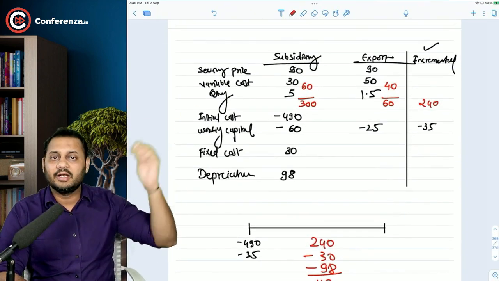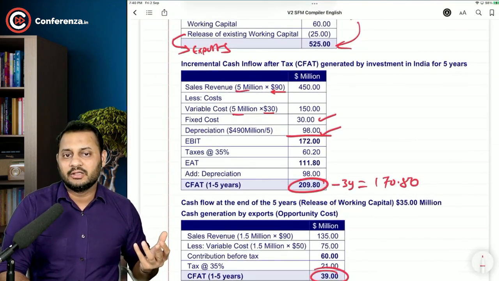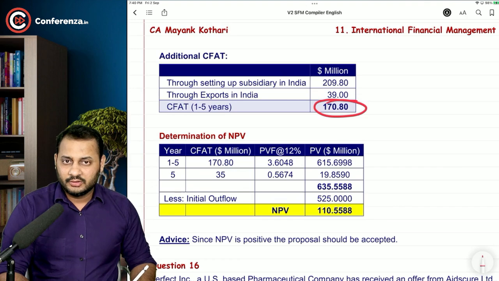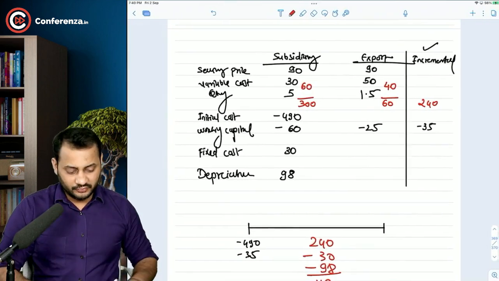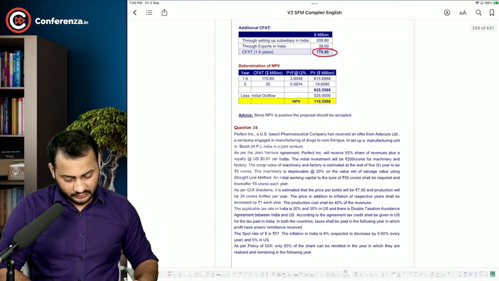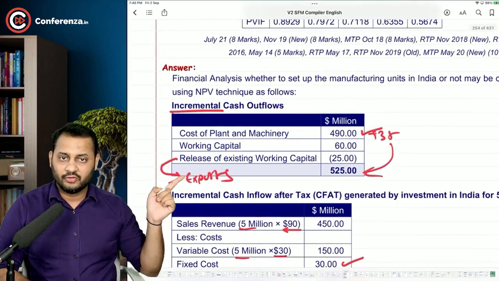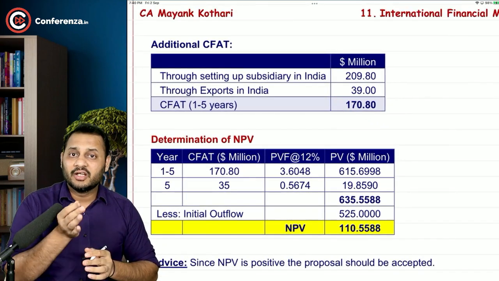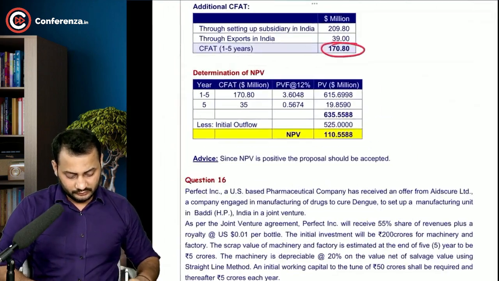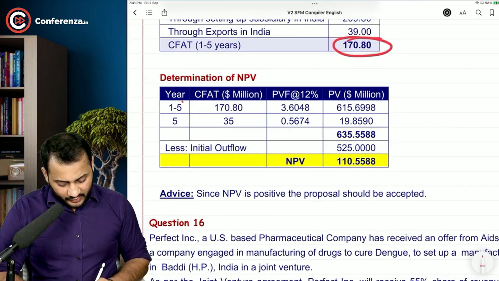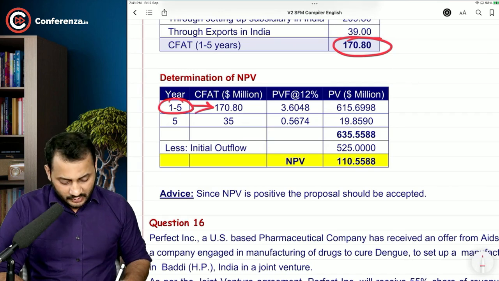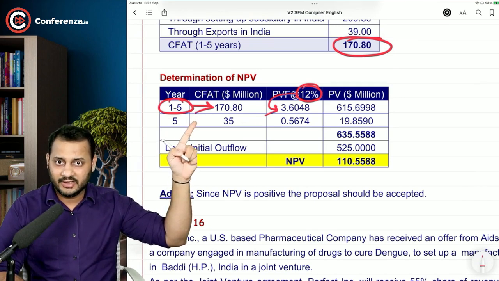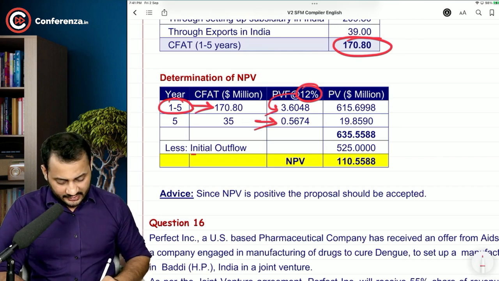So if you go with the incremental approach or you go with this approach, it's the incremental thing that they are considering. See, 170.80. So we have reached two values: initial cash outflow of 525, operating cash flow of every year of 170.80, and terminal cash flow of the release of working capital. See, and the answer is here. For year 1 to 5, 170.80 at 12% the annuity factor, and in the 5th year, $35 million of the extra working capital will get released at the discounting rate, and initial cash outflow 525.